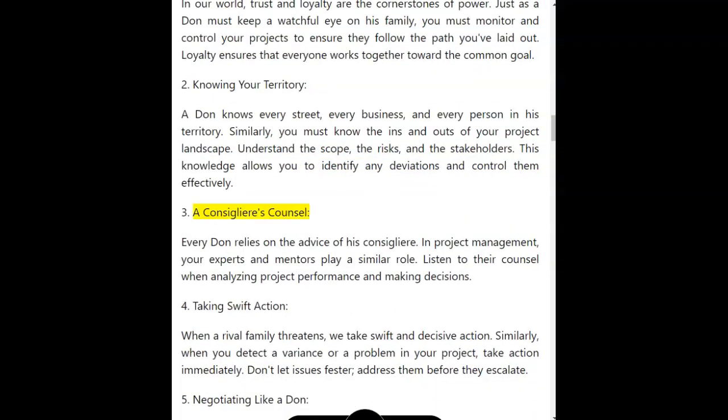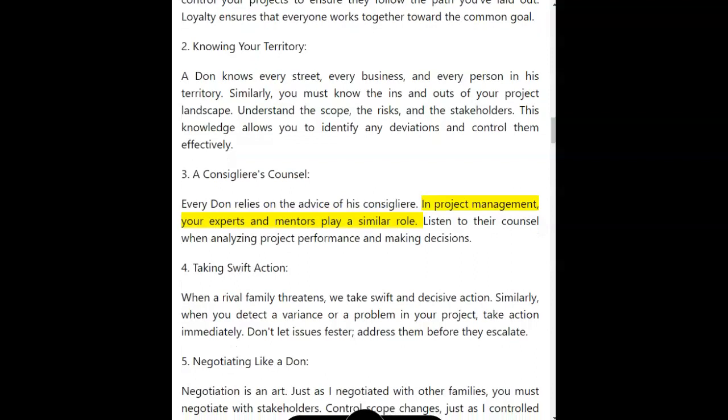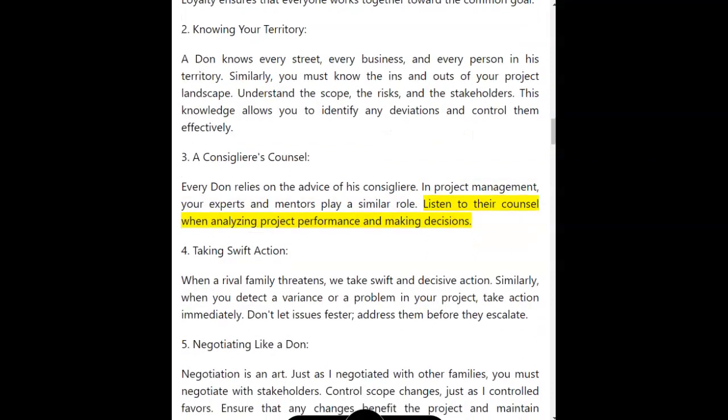3. Our consigliere's counsel. Every Don relies on the advice of his consigliere. In project management, your experts and mentors play a similar role. Listen to their counsel when analyzing project performance and making decisions.